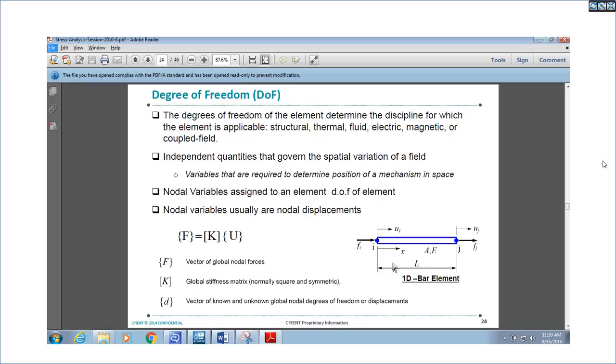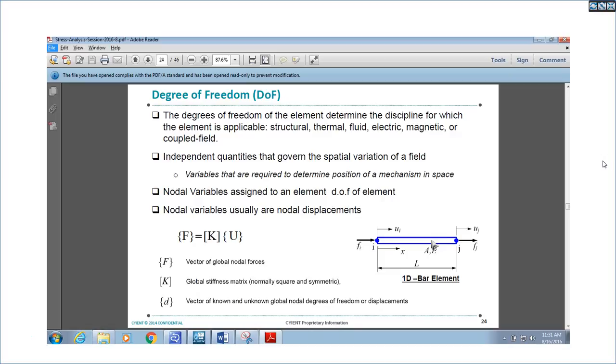If you take a typical 1D bar, it has a node I and node J. The displacements at node I and node J typically define the position of this element. These are also called variables. These nodal variables are assigned to the element as the degrees of freedom of the element. So this is the element. It has node I, node J, and whatever displacement is assigned to the I and J nodes are known as node variables, and these node variables are assigned to the elements.